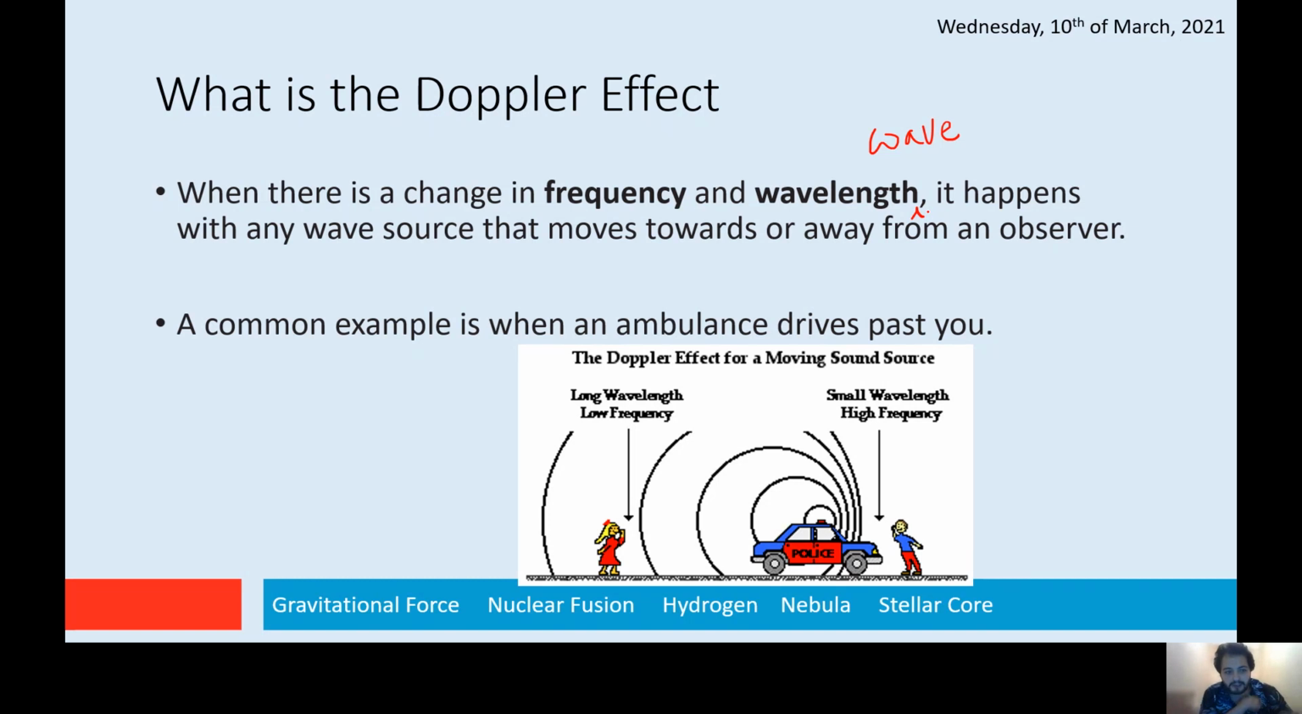So the common example, so that's question 1. The common example is with some sort of siren. So I wrote down an ambulance. When an ambulance drives past you, in this example, there's a little police car, and as the car is moving towards this gentleman right here, the waves get squished together, so the frequency increases. However, for the lady over here, the waves essentially get stretched, so the frequency goes down, the wavelength goes up, and the wavelength goes down for the gentleman here.